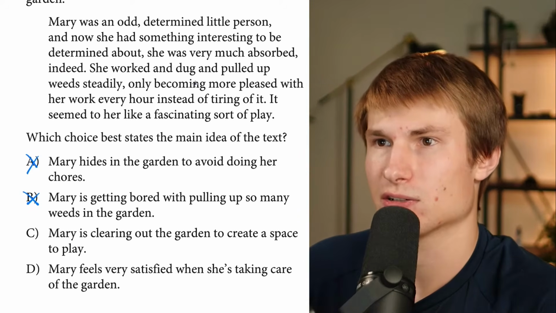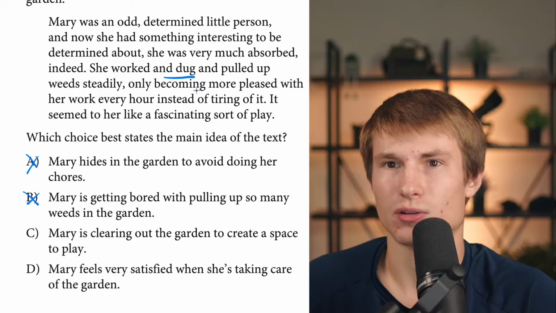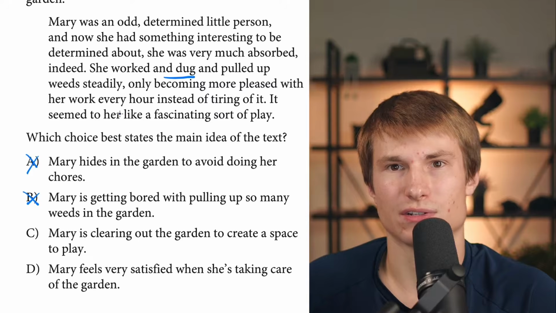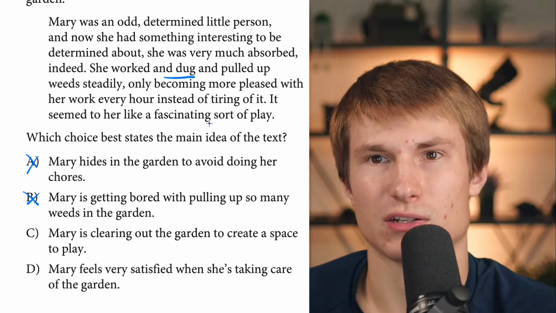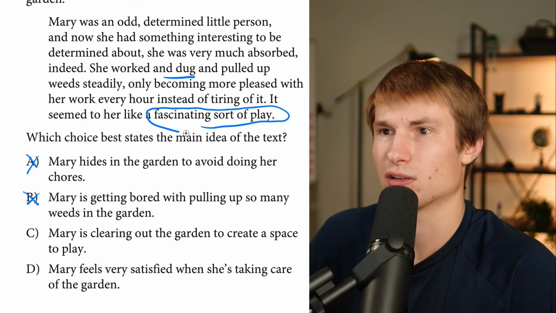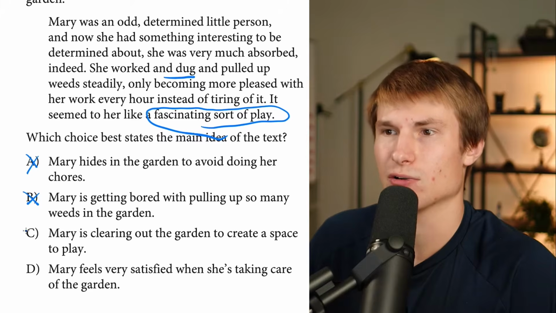I wouldn't necessarily say that there's for sure support for that because we have pulled up weeds steadily, only becoming more pleased with her work every hour instead of tiring of it. It seemed to her like a fascinating sort of play. The play is the pulling of the weeds itself, not clearing out to make a space to play.